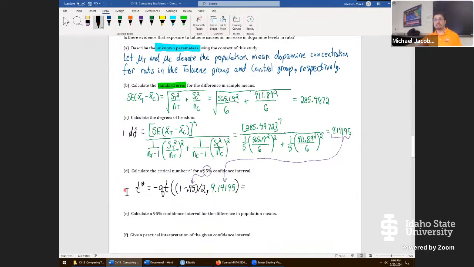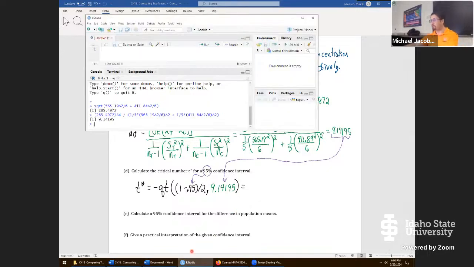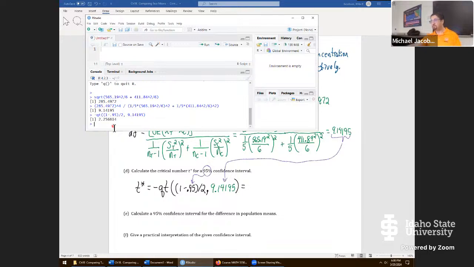This is the portion of part D on exam 3 where I would give you the T-star value, but for homework and the final exam, this will be a computation we would need. So let's test out that portion. We'll go negative qt, 1 minus 0.95 divided by 2. I mean, that's not a hard computation, but the confidence is different. You don't really have to think about it. You'll always be really accurate if you take those extra steps. Then 9.14195. And that's our critical number t star. It's 2.2568.